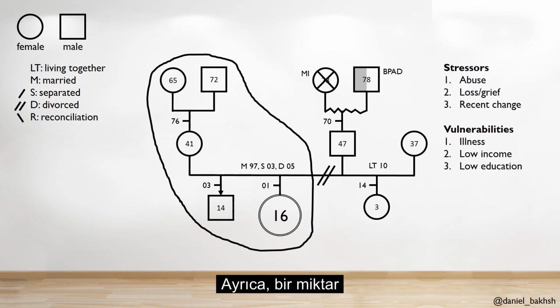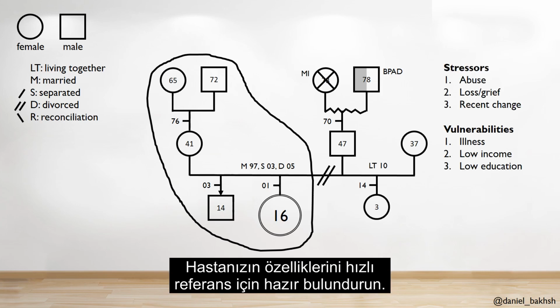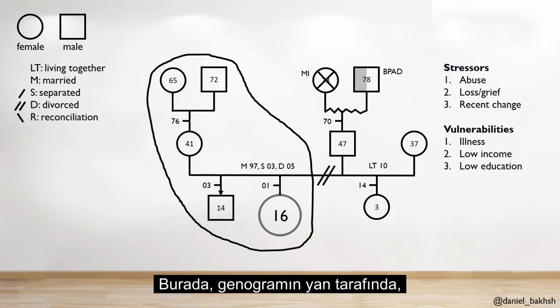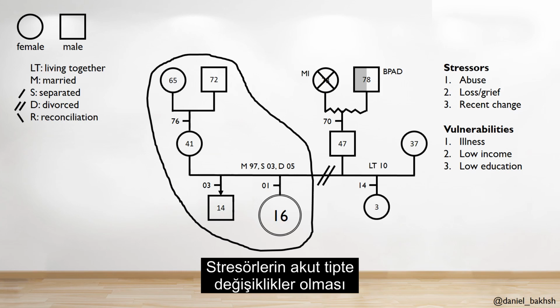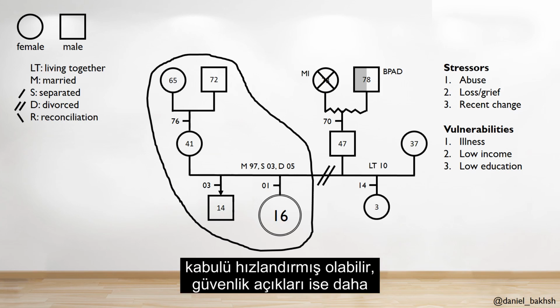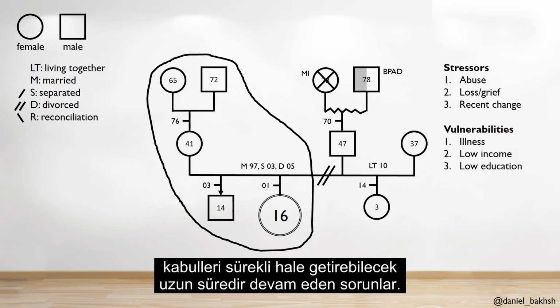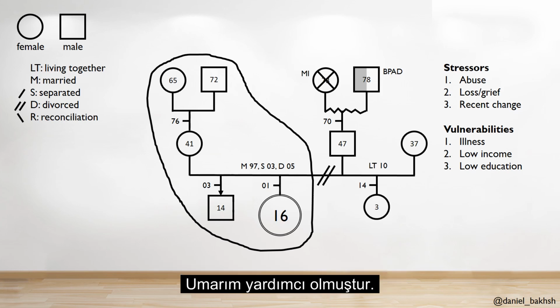It's also very important to have some characteristics of your patient available for quick reference. Here, down the side of the genogram, we list their top 3 stressors and vulnerabilities. Stressors being acute type changes that may have precipitated the admission, while the vulnerabilities are more long-standing issues that may perpetuate admissions.